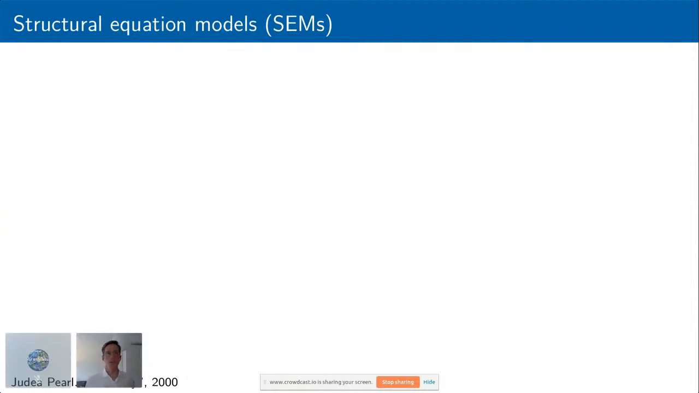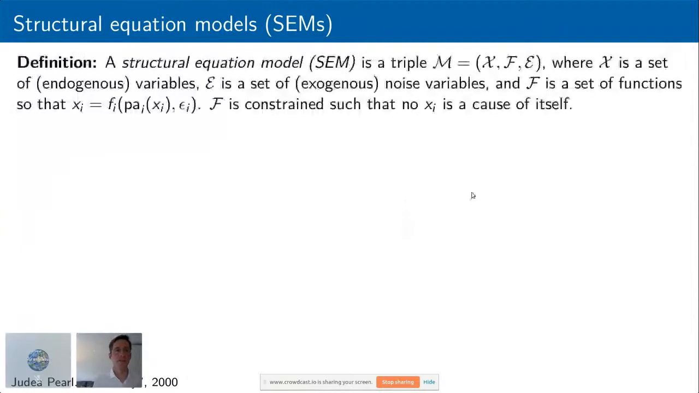So I briefly want to introduce these structural equation models. A structural equation model is a triple that consists of X, F, and epsilon. The X is a set of endogenous variables, the concepts, the states, the variables of your model. Epsilon is a set of exogenous noise variables, so things that drive your system but that you do not explicitly model. And F is a set of functions.